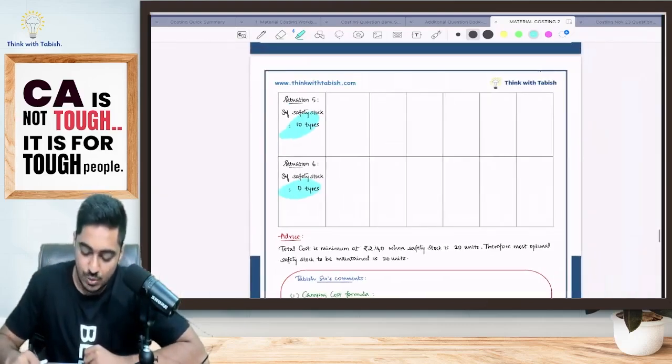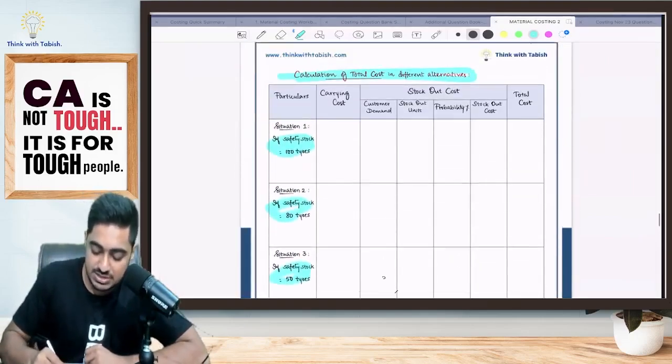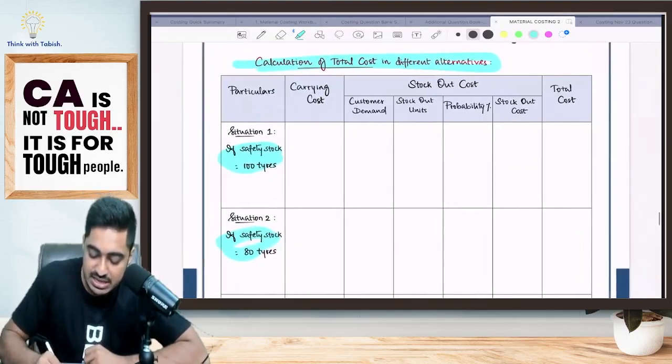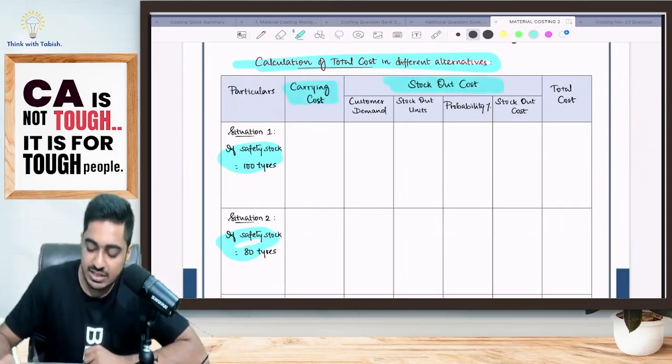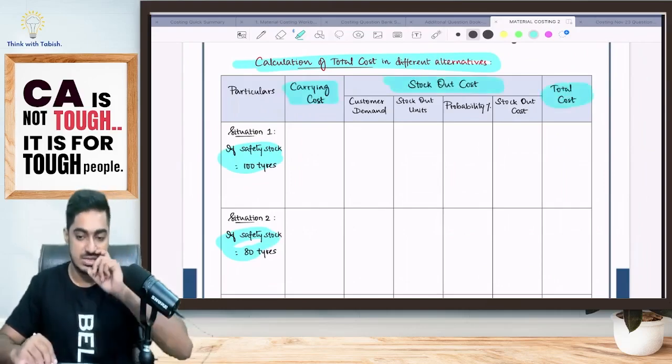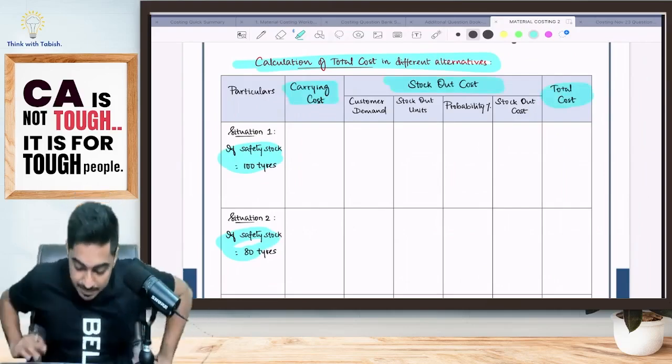Okay, fine. Now what are the two costs I am incurring? Pay attention, students. The first cost I am incurring is carrying cost. The second cost I am incurring is stock out cost. If I add the two, I will get my total cost. Yes or no, everyone? Perfect.